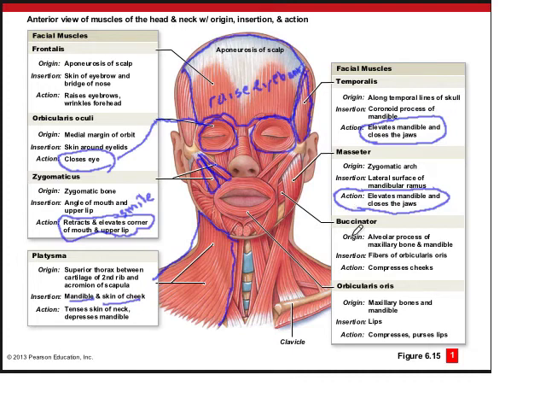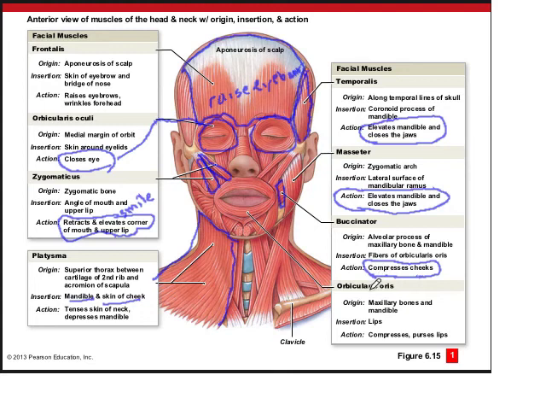The buccinator is a muscle in your cheek. The buccal region is the cheek. It's underneath the masseter. You can see a little bit of it here. Okay, and his origin is the alveolar process of the maxilla and the mandible, and he inserts onto the fibers of the orbicularis oris, which is this circular muscle around the mouth, and his action is to compress the cheeks, so he helps you suck and blow.